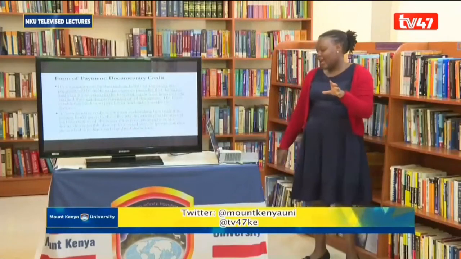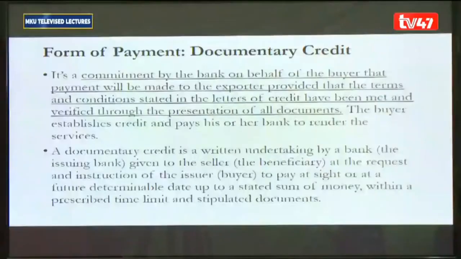Now, it is a written undertaking by a bank, and the bank in this sense, the one that is acting on behalf of the buyer, is called the issuing bank, and it is given to the seller, who is the beneficiary in this sense, at the request and instruction of the issuer, who is the buyer, okay, to pay at sight or at a future determinable date up to a stated sum of money within a prescribed time limit and stipulated documents, okay.